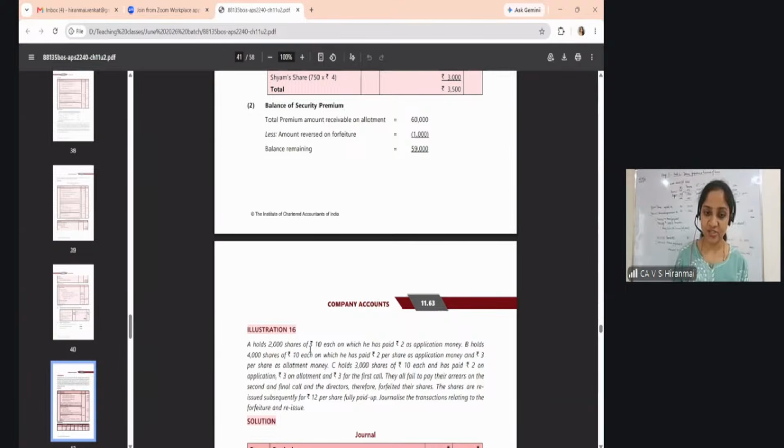These shares are reissued subsequently for rupees 12 fully paid up. Journalize the transactions. Just 1 minute. Just put a tabular column, all of you, A, B, C. Face value in all the three cases 10 rupees. Then what is that? Paid, not paid.